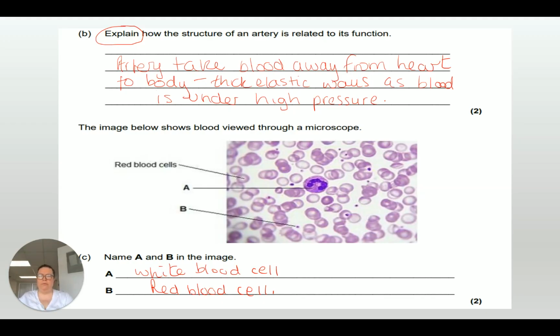Okay, so hopefully you've all had a go at those, and make sure you know the names of the heart, what goes where. Don't forget the carbon dioxide when we're talking about oxygen going to and from. We need to talk about carbon dioxide as well, especially in the higher papers, as that's often marks.